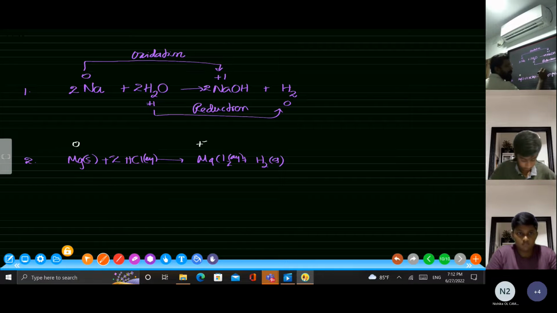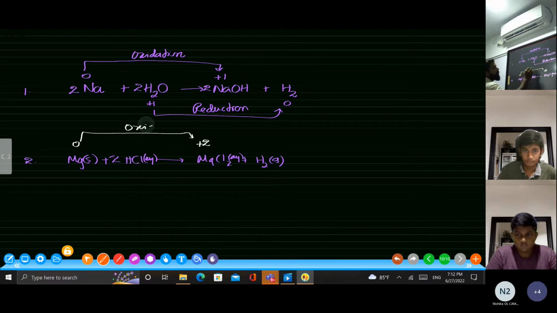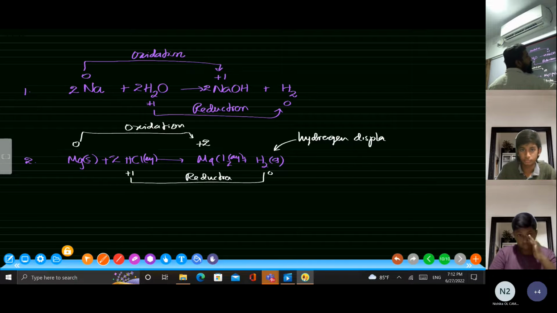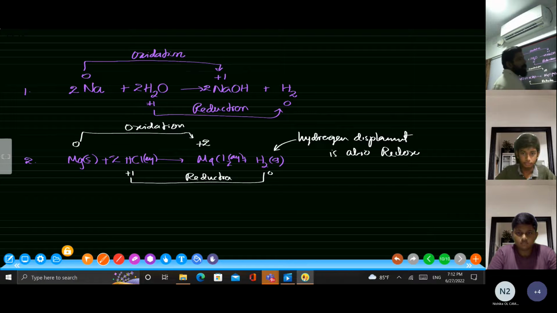In metal ion form, it's going to be what? +2. Therefore, it is an oxidation. What about hydrogen? +1 to 0. This is a reduction. Hydrogen displacement is also a redox reaction.